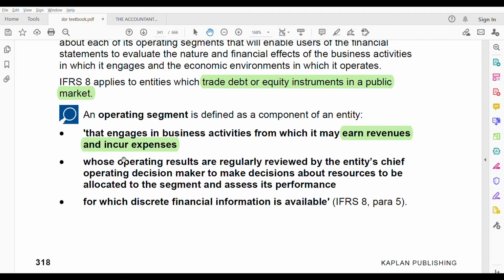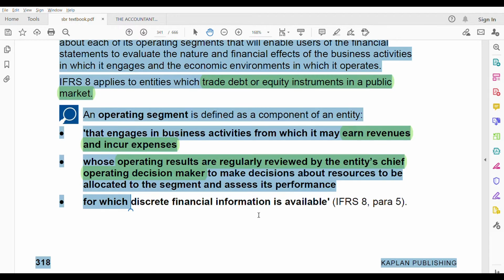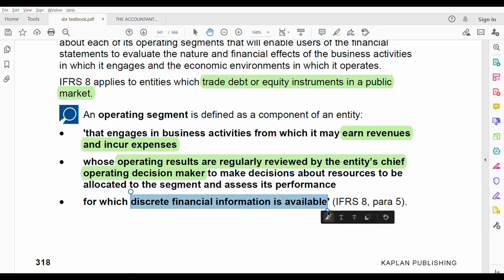Second, its operating results are regularly reviewed by the entity's chief operating decision maker to make decisions about resources to be allocated to the segment and assess its performance. This is the second thing which has to be there. Third, discrete financial information is available for that segment. So if these three are there, then it is known as an operating segment.